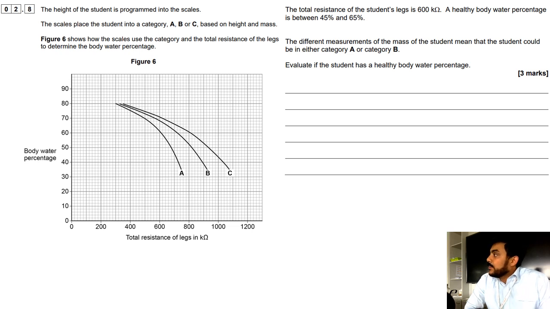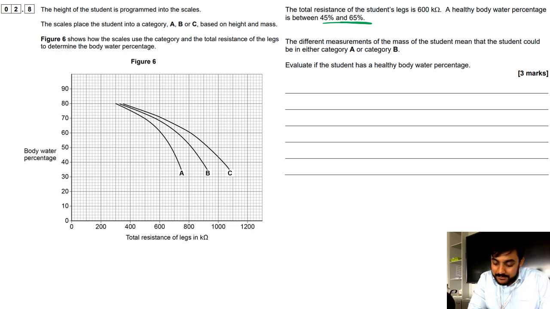And evaluate typically means you'll be given some facts or information and you have to write about the data that you're given and write a conclusion about them. In this case, the conclusion is: is the student's body water percentage healthy? To do that, first we identify which is the healthy body water percentage, and it's 45 to 65%.